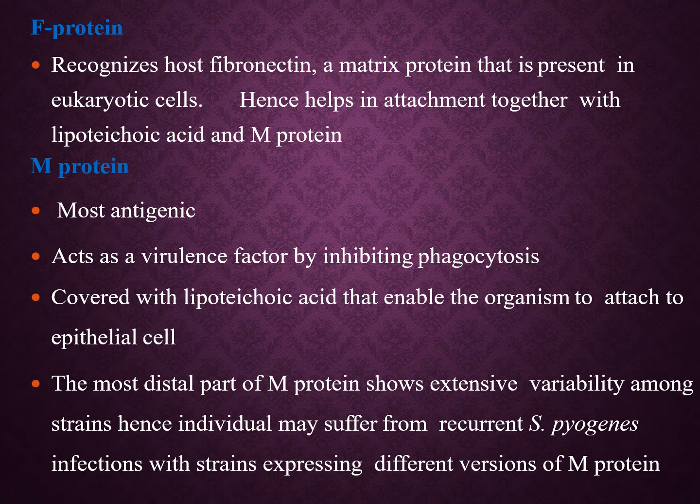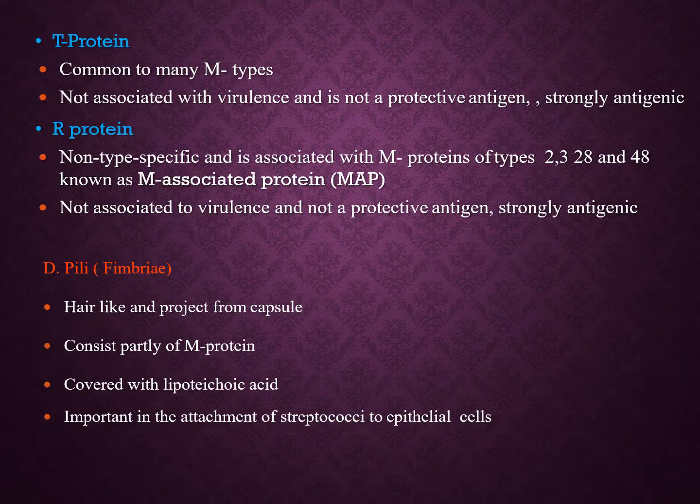So the most distal part of M protein shows extensive variability among the strains. Hence, persons may suffer from recurrent Streptococcus pyogenes infection with strains expressing different versions of M protein. So, on the basis of this antigenic difference in M protein, Streptococcus pyogenes can be divided into 100 or more groups.